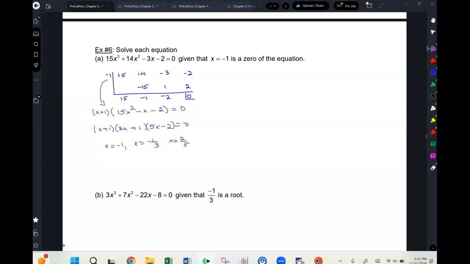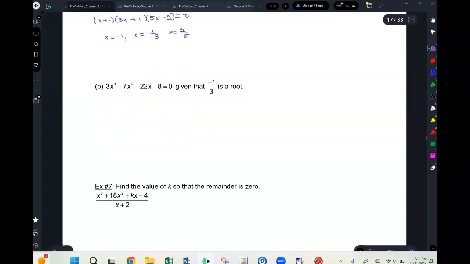Now you're probably going to ask me, on the answer space, do I also have to put in negative 1? No, I don't care. Just put negative 1/3 and 2/5. If you put negative 1, do I care? I really don't care. I just need to see, okay? Now, look at this one. Solve this, given that negative 1/3 is a root. Same situation. Now it's a root, not a 0, but we know that those two are the same. Negative 1/3 goes here.